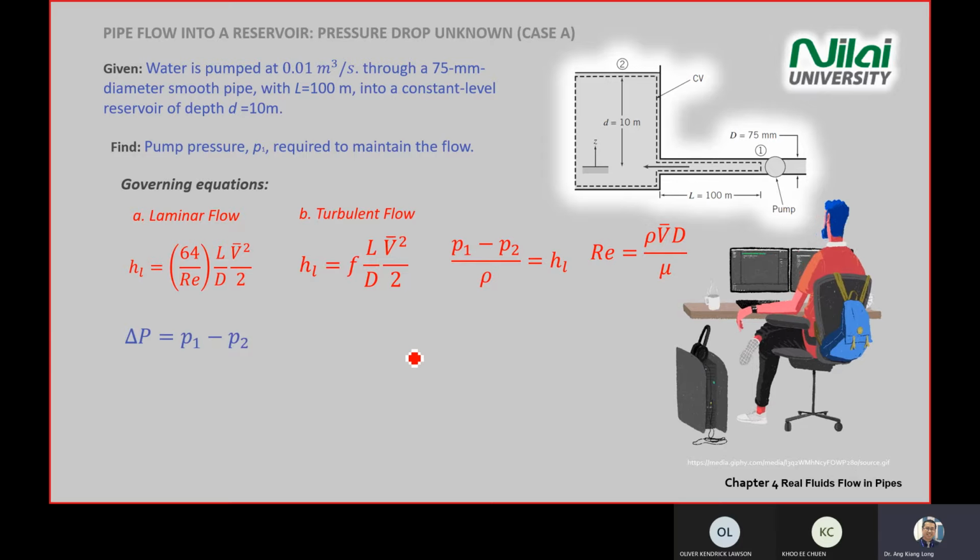Okay, delta P is equal to P1 minus P2, where P1 is your pump pressure. P2 is 0 gauge. We already covered this topic, why our P2 is 0. Oliver, can you recall why we put P2 as 0, although P2 is not given? Do you understand why you put 0 here?